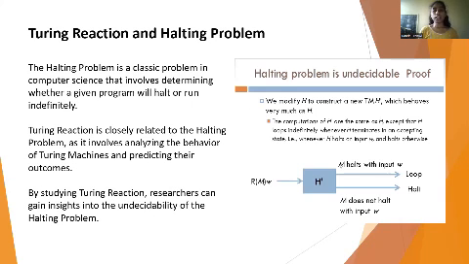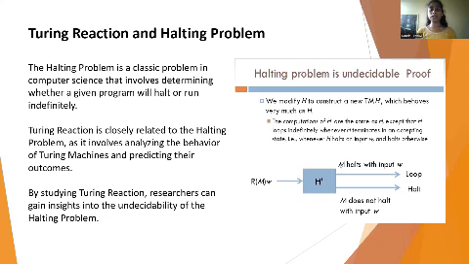Turing reaction and the halting problem. The halting problem is a classic problem in computer science that involves determining whether a program will halt or run indefinitely. Turing reaction is closely related to the halting problem, as it involves analyzing the behavior of Turing machines and predicting their outcomes.